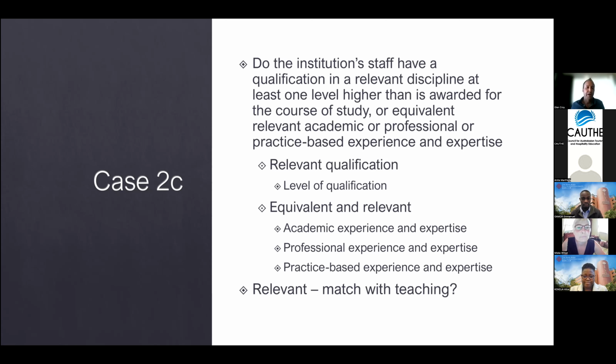All right. So person F is a person of concern. They don't have evidence of contemporary discipline knowledge or knowledge of the field from the beginning. Also, their qualification isn't higher than that of teaching, and they don't have an alternate demonstration through academic experience and expertise, professional experience and expertise, or practice-based experience and expertise. So that is a person that we would have of concern, or it would be a red flag within that context.